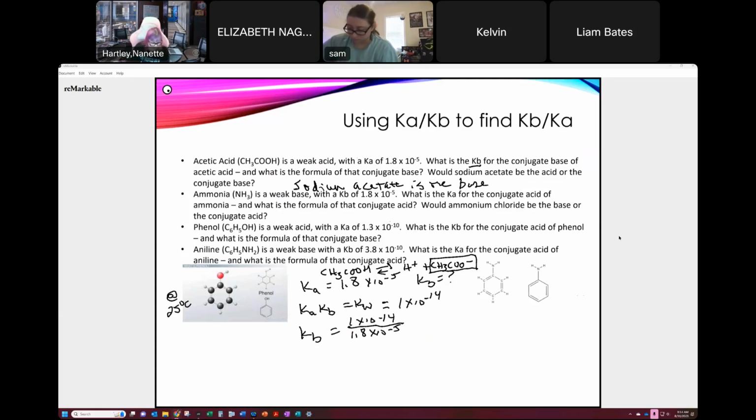And I can do happy math on that, if my calculator will let me. And I get my Kb value to be 5.55 times 10 to the minus 10th. And it actually should be 5.6 because I should have 2 sig figs. We assume that Kw is known infinitely, so we never consider it as our limiting factor in determining significant figures. Now, in the event that you're not at 25, that won't be the case. So questions about what I did or how I did it.